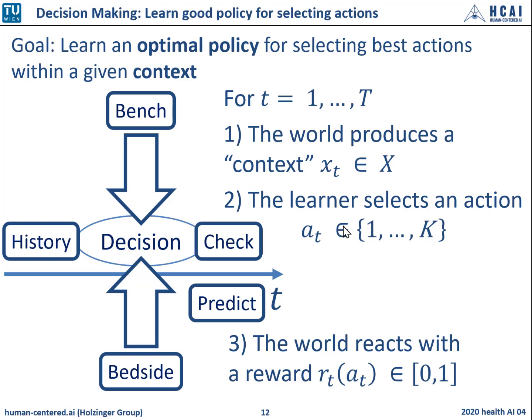So the methods to reach the goal in clinical decision making are here, from bench. Bench is the evidence from research, the knowledge, state of the art. Then the bedside, this is the experience from clinical practice. And then we have the history, the patient history. This is all information from the past. And then you check it at present, and then you predict.